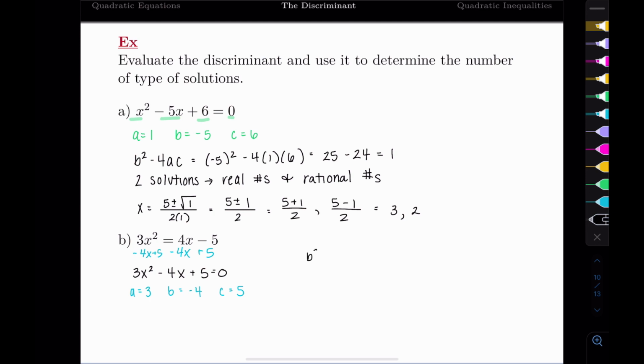So plugging these in, b squared minus 4ac will be negative 4 squared minus 4 times 3 times 5. So this leaves us with 16, and then if you do 4 times 3, that's 12, times 5 again. This is going to be 16 minus 60, which leaves us with negative 44. Okay. So the value of b squared minus 4ac is negative. Immediately that tells us there are two complex solutions.